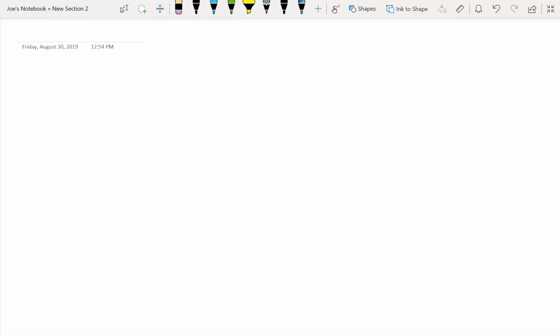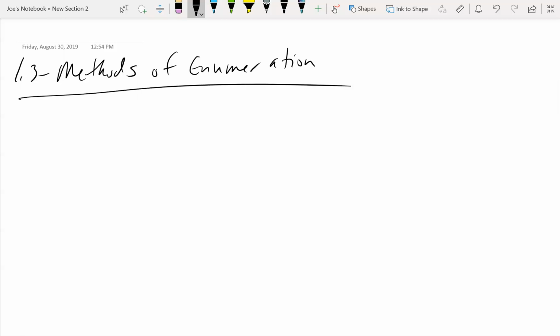And again, this is just ways to enumerate the total number of possibilities for what we refer to as discrete events. These methods of enumeration don't work for continuous events. We'll talk about how we do continuous probability later. But for now, we'll just talk about how we count these things up. So section 1.3 talks about methods of enumeration. And really, everything as far as methods of enumeration go is based on the single principle of the multiplication principle. So let's just write that down first.